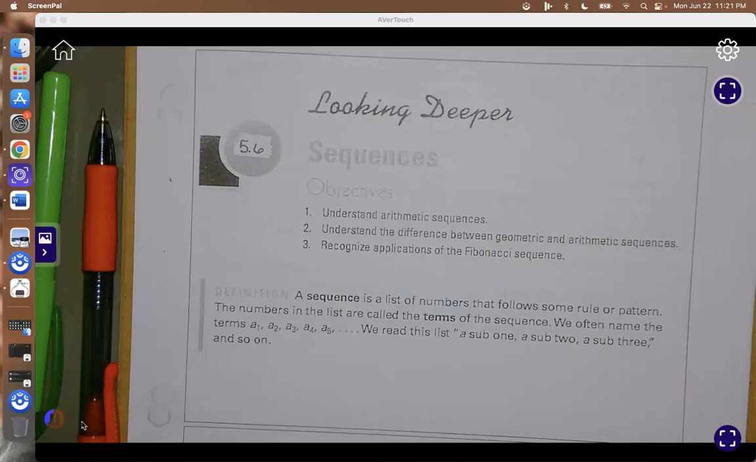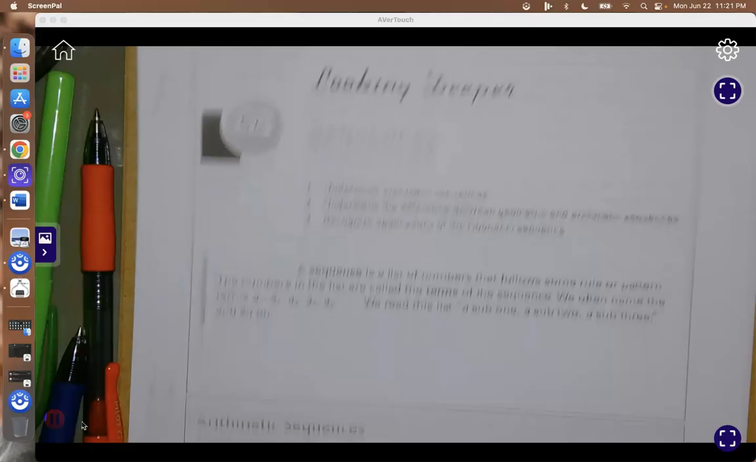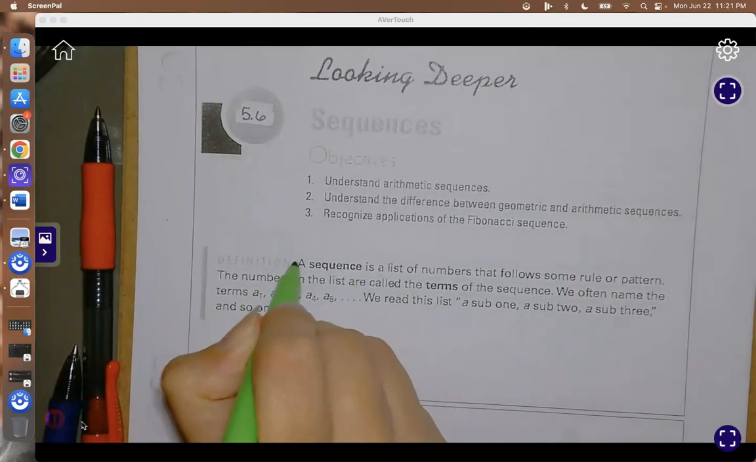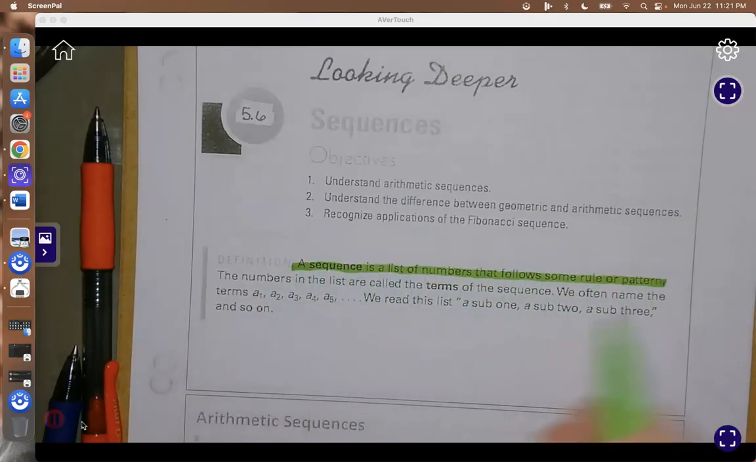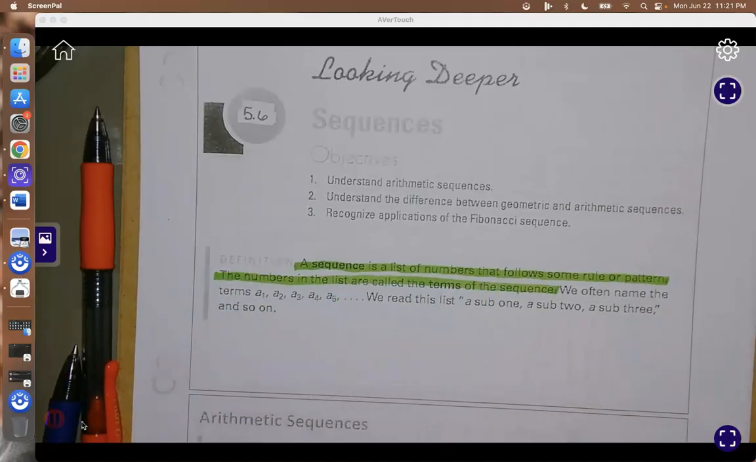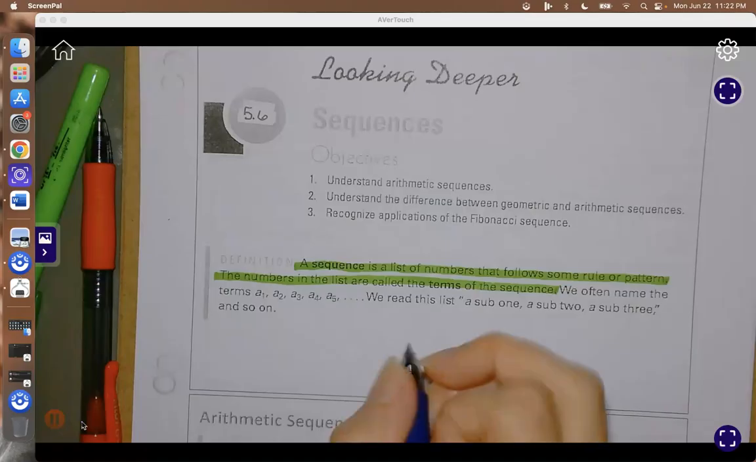Alright guys, last section of this unit, section 5.6, sequences. Okay, so sequences. A sequence is a list of numbers that follow some rule or pattern. A number in the list is called a term of the sequence. We're going to talk about two types of sequences today, arithmetic and geometric. Arithmetic is when the pattern is you're adding or subtracting a fixed amount.